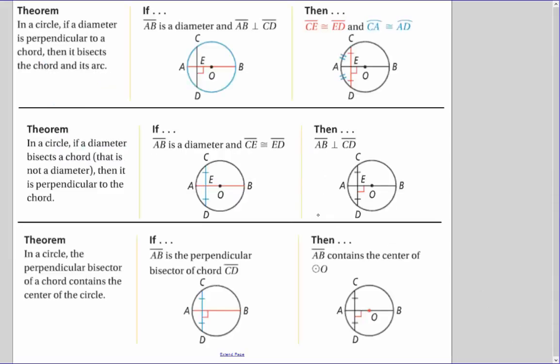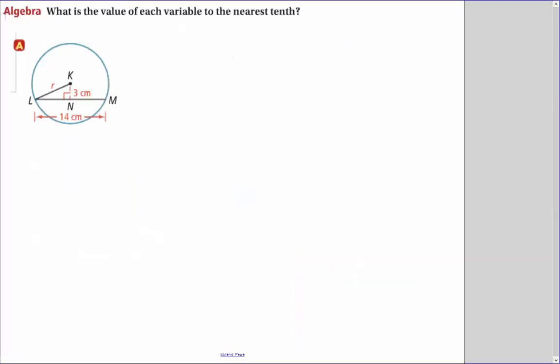You also have three rules that deal with the diameter and a chord. So if a diameter and a chord intersect at 90 degrees, therefore the chord will be bisected. If a chord is being bisected by a diameter, that makes the intersection of the chord and diameter perpendicular. And the last rule is if you have two lines or two chords that are perpendicular, one of them being a bisector, then the bisector is going to contain the center of the circle. So we can apply these rules.